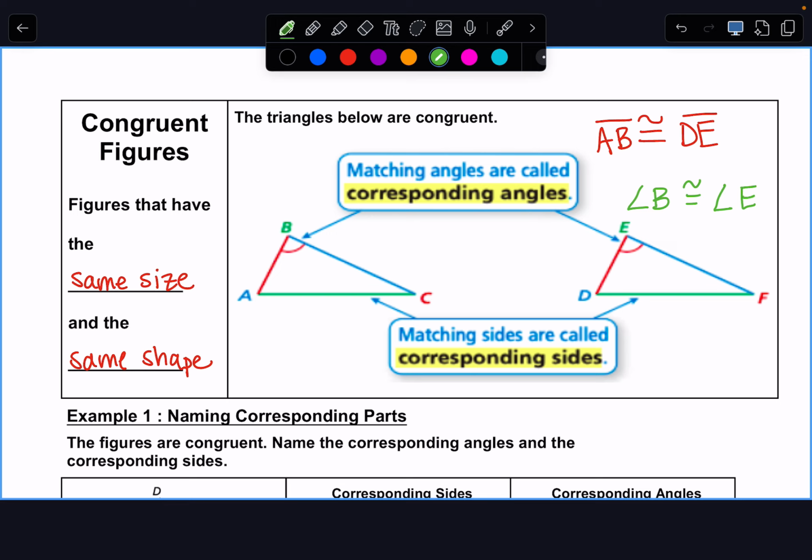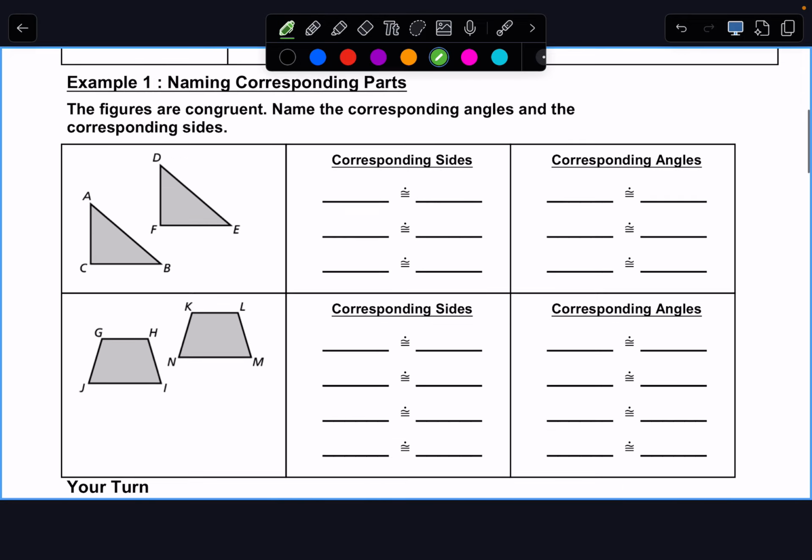Okay. So what we need to be able to do is look at a picture and decide which parts correspond to another. Sides, angles, and then later on we'll have to make the decision, are they congruent or not? Okay. So let's go to this picture right here of our triangles.